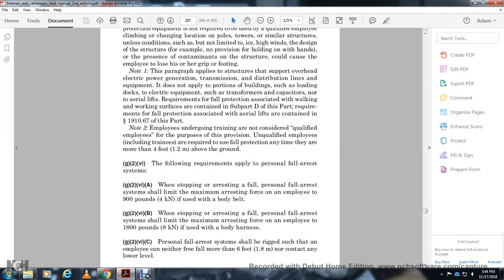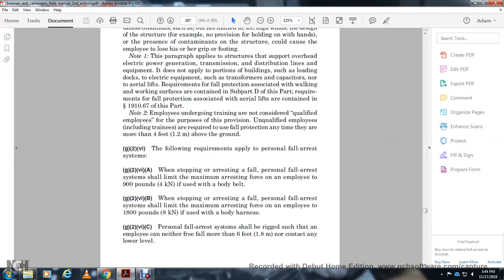The personal fall arrest system shall be rigged such that the employee can neither free fall more than 6 feet nor contact any lower level.